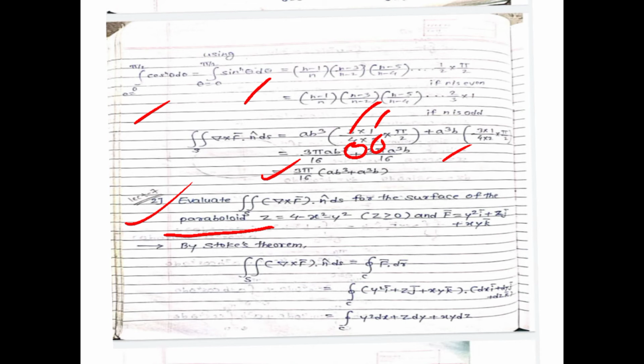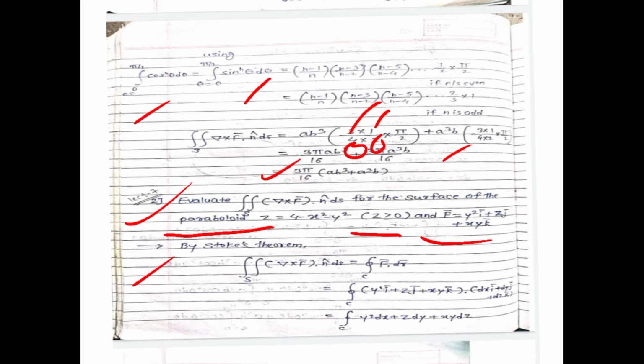So here we have to calculate for the paraboloid, and the equation is given: z equals 4 minus x square minus y square, and it is clearly mentioned that z is greater than or equal to 0. So it is a very important condition that will be helpful for us for solving this problem. And the value of f bar is given. So as usual we will write the Stokes theorem.